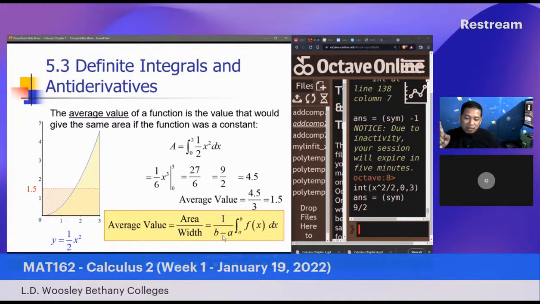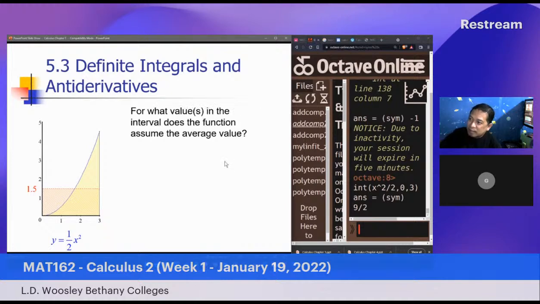Yung area mo is 1, no? Now, theoretically, all of the area is treated as 1 per function, but over width, that is dependent on the upper and lower limit. This time is 3 minus 0, so 3. Meaning, yung kabuuan, hahatiin mo sa 3 bahagi. Based doon sa 3 minus 0, and then the 4.5, which is the area, so 1.5 is the average value. Okay, average value. For what values in the interval does the function assume an average value?